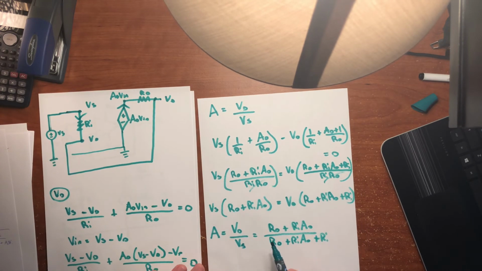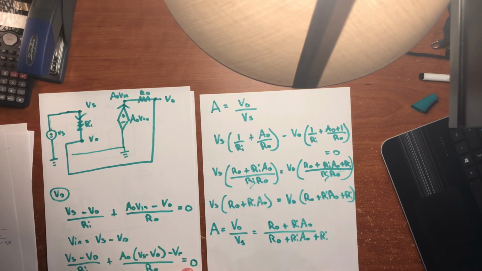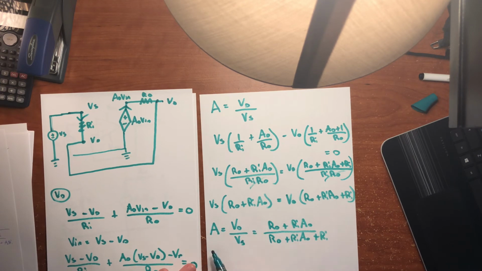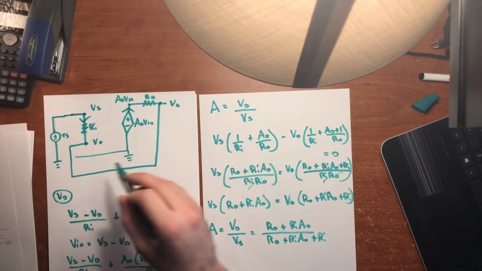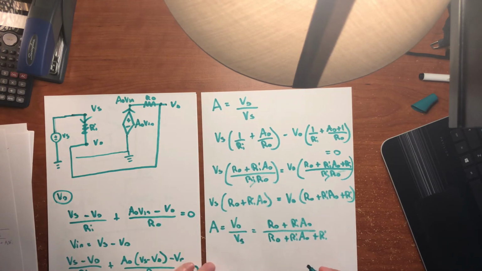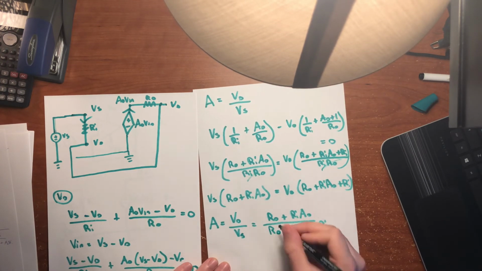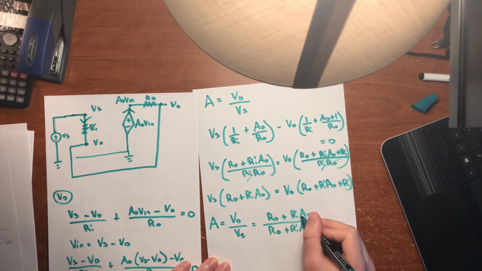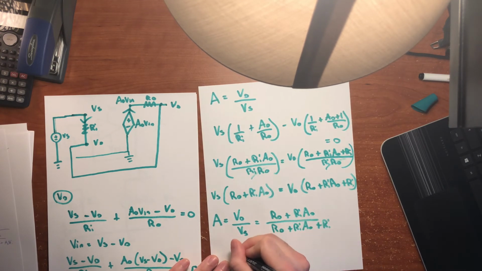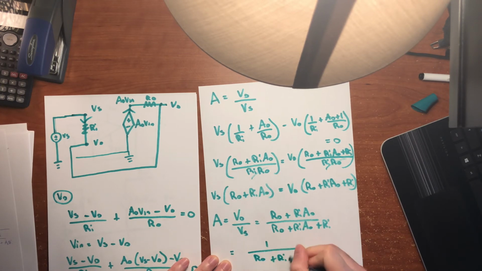Okay, so we found the gain. We simplified for the gain of the overall circuit. Let's try to simplify this a little bit further, just to see what is going on in the circuit in a simplified manner. If we divide the bottom term by R naught plus Ri A naught, we're able to get 1 over top, so we'll do that. So we'll say 1 divided by R naught plus Ri A naught plus Ri divided by R naught plus Ri A naught.